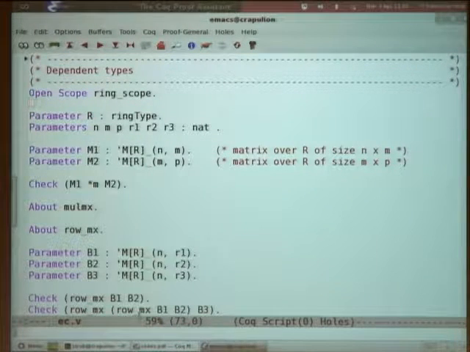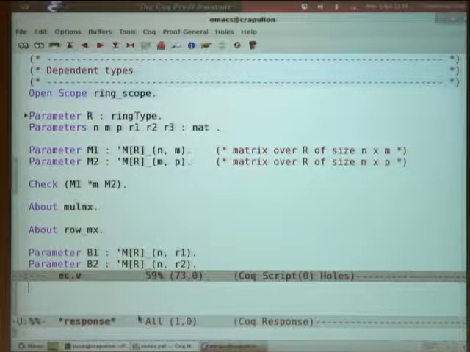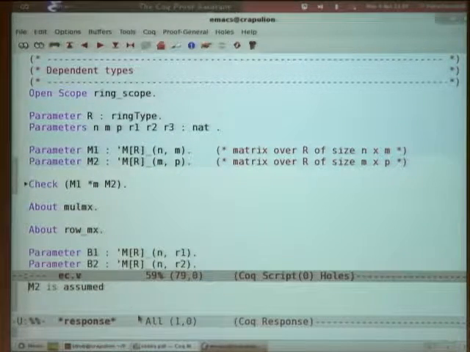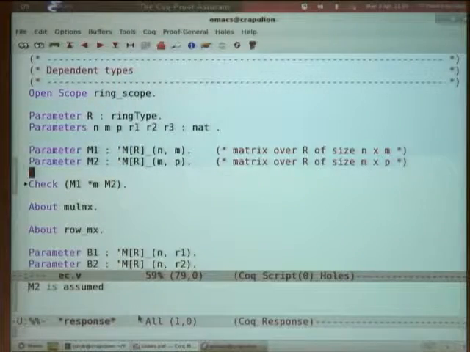And now we're entering the real stuff of that work. So SSReflect, which is the library I'm using here, comes with some libraries about rings. And so I'm adding some more natural numbers. And here I can define two matrices. The first one is a matrix over the ring R with n rows and m columns. And M2 is a matrix over the ring R with m rows and p columns.